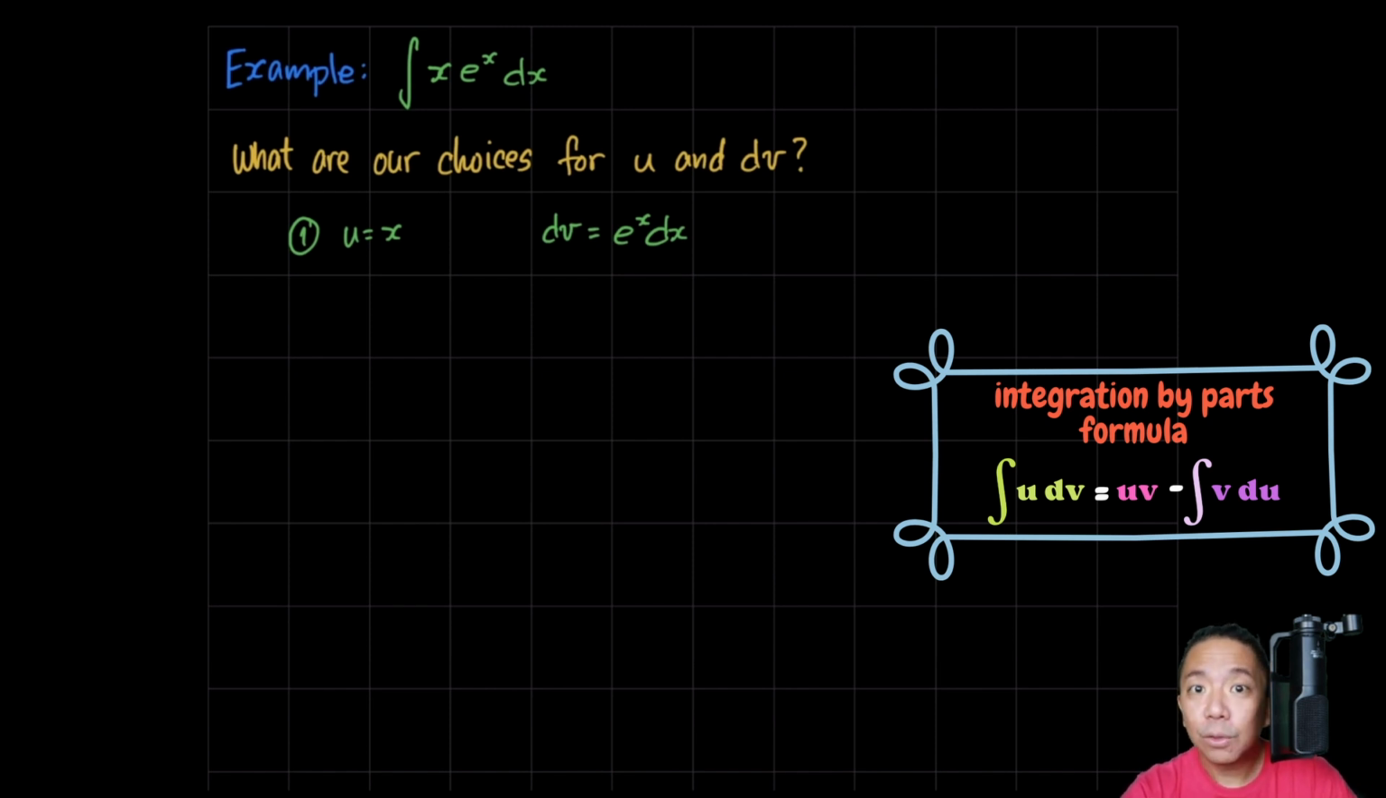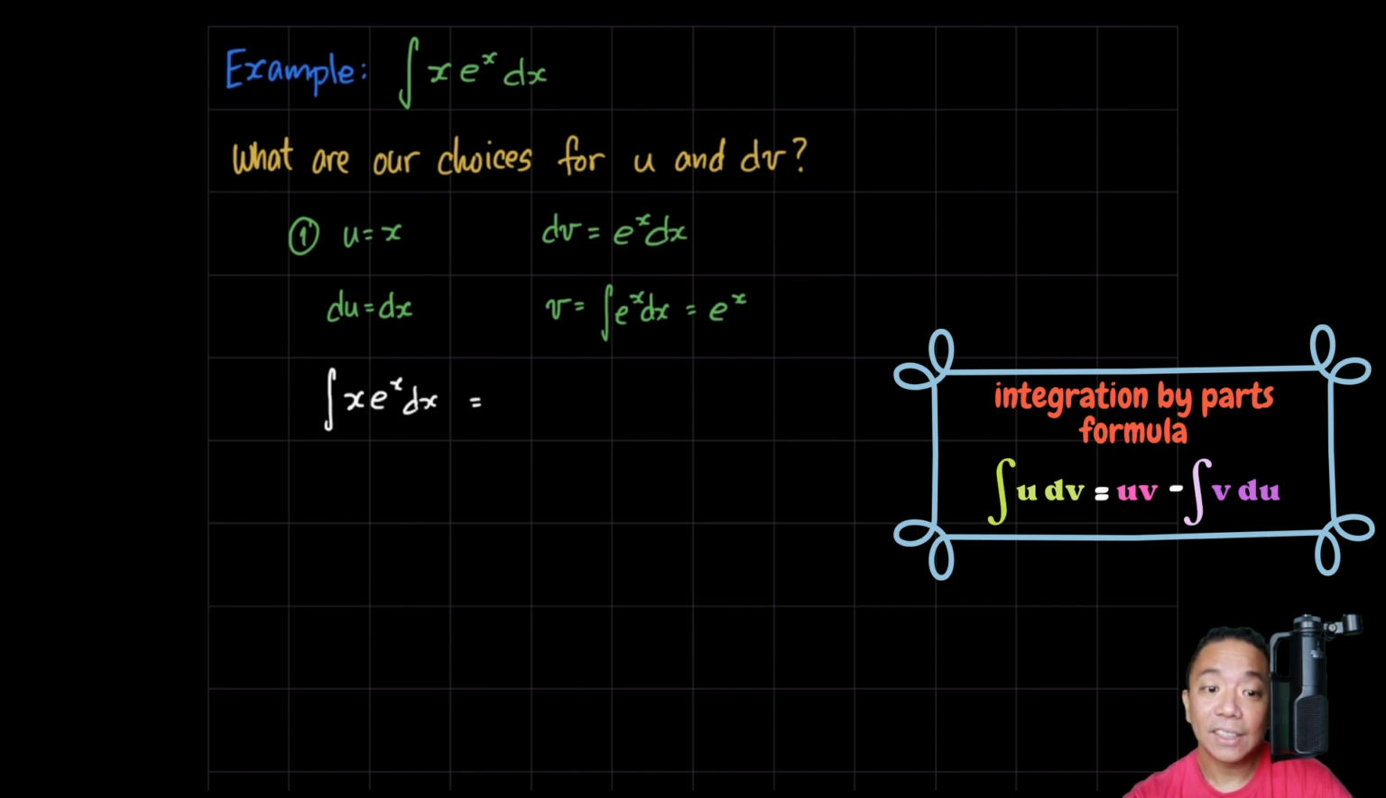Well, we need to find du by taking the derivative of u equals x. So, du must be equal to dx. Kasi ang derivative na x, 1 and du over dx equal to 1, so du is equal to dx. Next, we need to find the value of v. You can do that by taking the antiderivative of e raised to x, yung dv natin, e raised to x dx, and that's just equal to e raised to x. So now we're ready to use our formula.